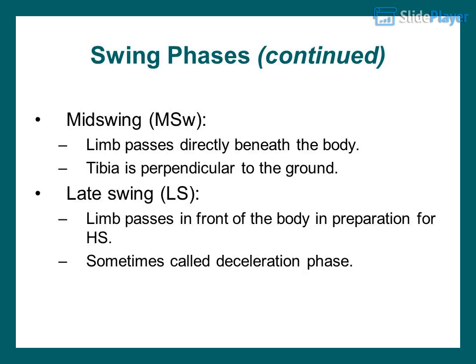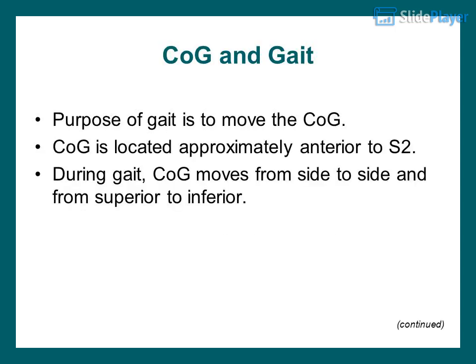Swing phases, continued. Mid-swing, MSW. Limb passes directly beneath the body. Tibia is perpendicular to the ground. Late swing, LS. Limb passes in front of the body in preparation for HS. Sometimes called deceleration phase.